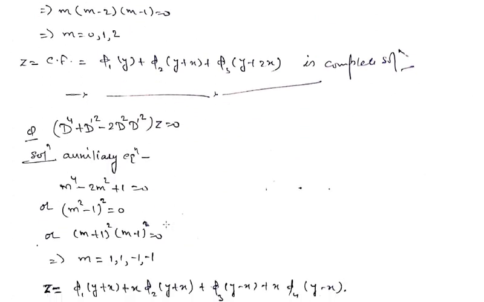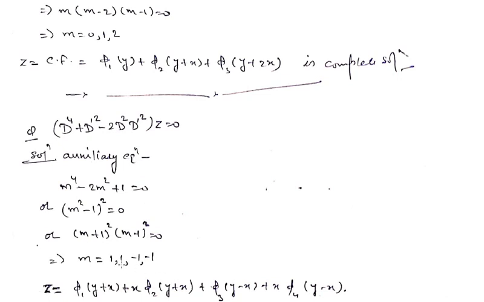Let's take another problem. It's (D⁴ + D'² − 2D²D'²)z = 0. Its auxiliary equation is m⁴ + 1 − 2m², or we can write it as m⁴ − 2m² + 1 = 0, and this is (m² − 1)² = 0. The factors of m² − 1 are (m + 1)(m − 1). So m + 1 is a 2 times repeated factor, m − 1 is also a 2 times repeated factor. So the roots of this auxiliary equation are 1, 1, −1 and −1.